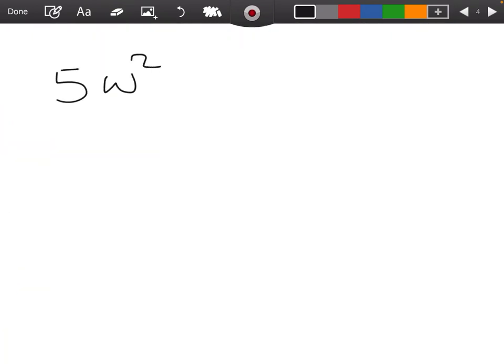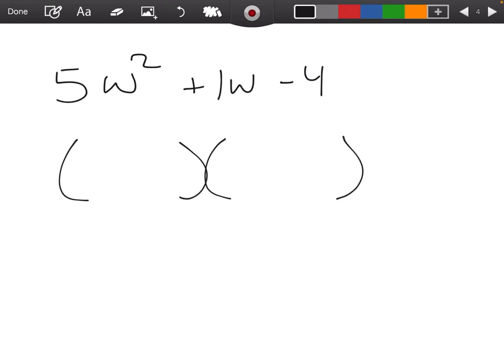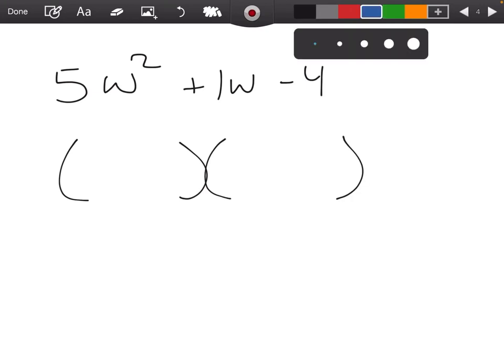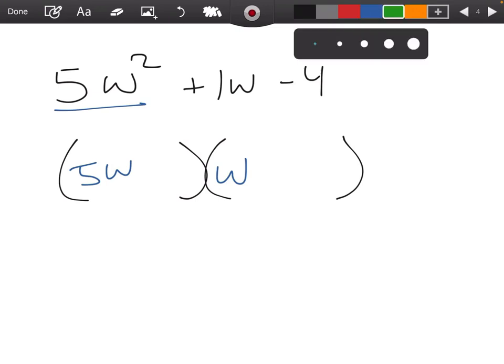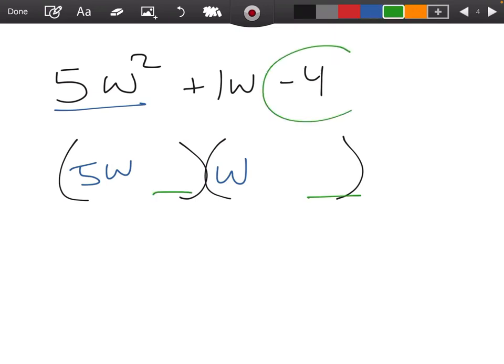That's going to be 5w squared plus 1w minus 4. Now what I want to try to do here, y'all, I want to see if we can factor this guy out. So look, we want to get 5w squared, so why don't we put 5w here, and w right there, okay? Now, in the second spots, y'all, I'm looking for numbers that multiply to 4. There's a couple of numbers that multiply to 4. We can go 1 and 4, 4 and 1, we can go 2 and 2, okay?